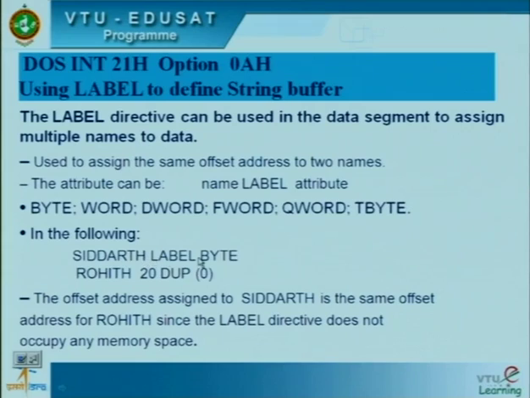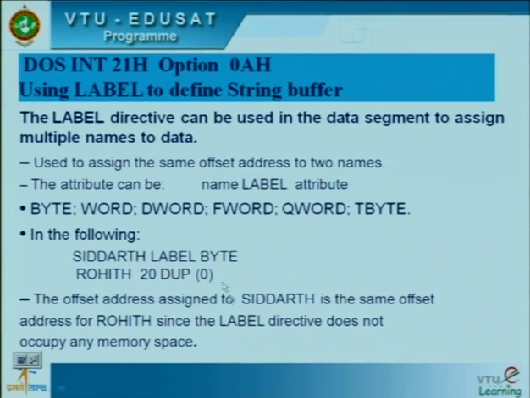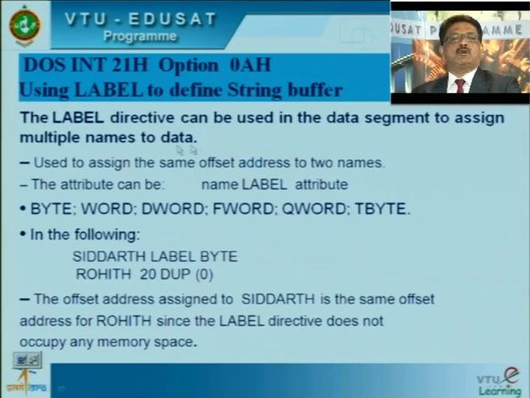Say for example, I have Siddharth label byte, Rohit 20 duplicate 0. The offset address assigned to Siddharth is the same as the offset address of Rohit, since the label directive does not occupy any memory space. Basically here I can have a label of type byte or double word or a quad word, where the label directive can be used in the data segment to assign multiple names to the data.